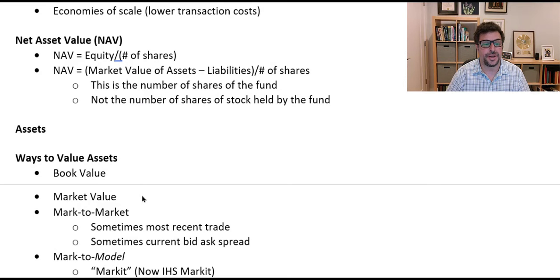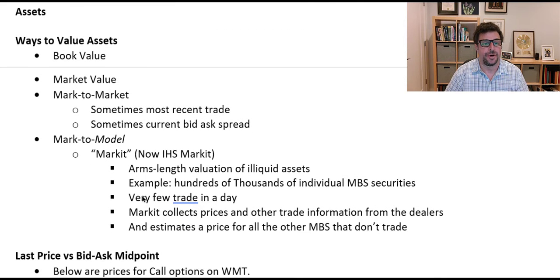Let's talk a little bit about the mechanics of investment vehicles by talking about assets and then the liabilities and then the equity. So the assets are going to be listed as, well, the best possible valuation for the assets. And we'll talk a little bit about some different ways we can value an asset. We can look at the book value of an asset. We can look at the market value of an asset. And then we can talk about mark to market.